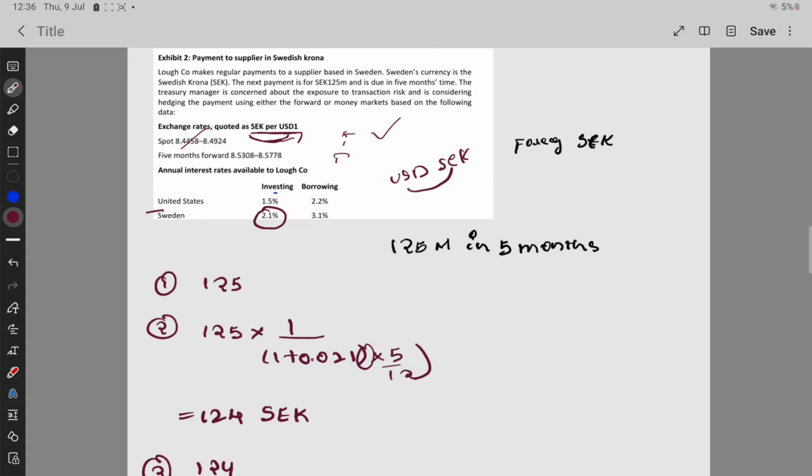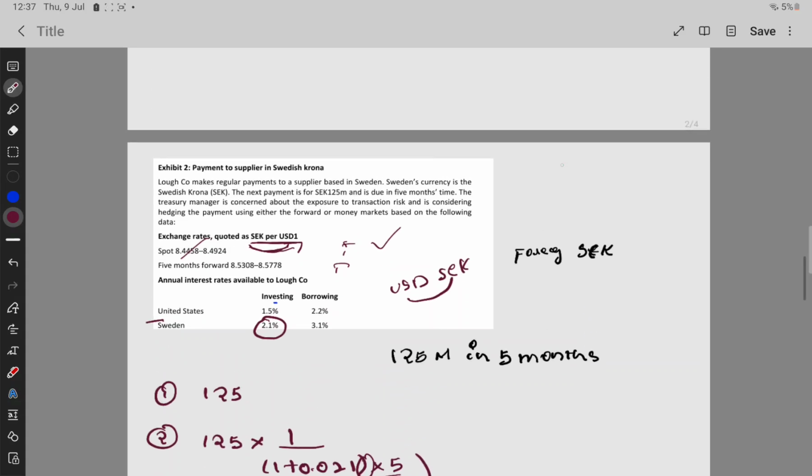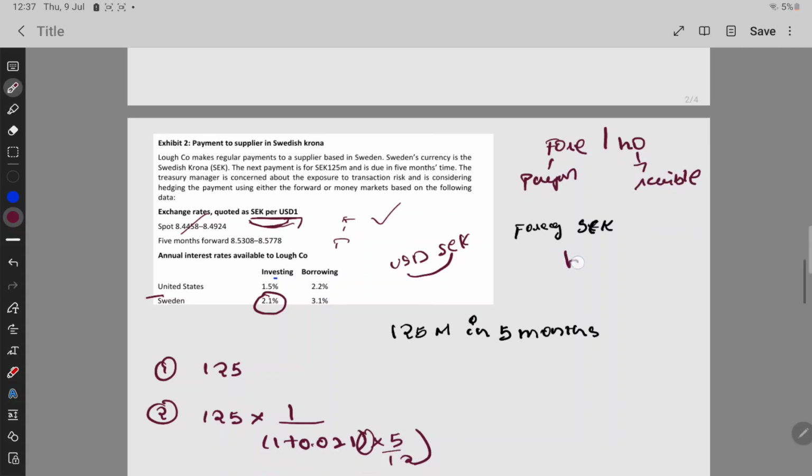The first quote is foreign versus home. So if converting foreign to home, it's a payment scenario. You have to pay more, so you use the lower rate. I'm repeating: if the quote is foreign to home, use left for payments, use right for receivables. Simple, no confusion. If it's home to foreign, it will be the opposite. Same logic.